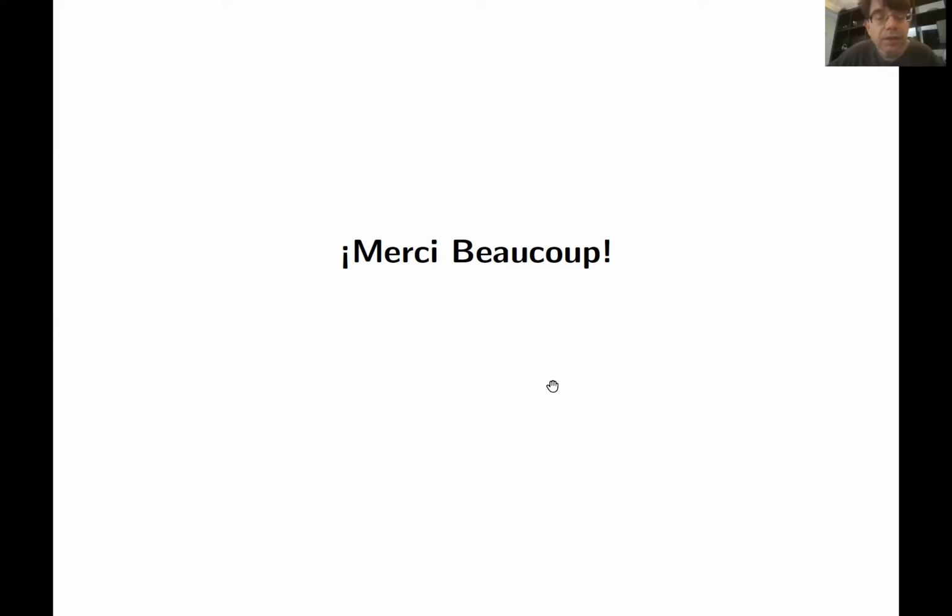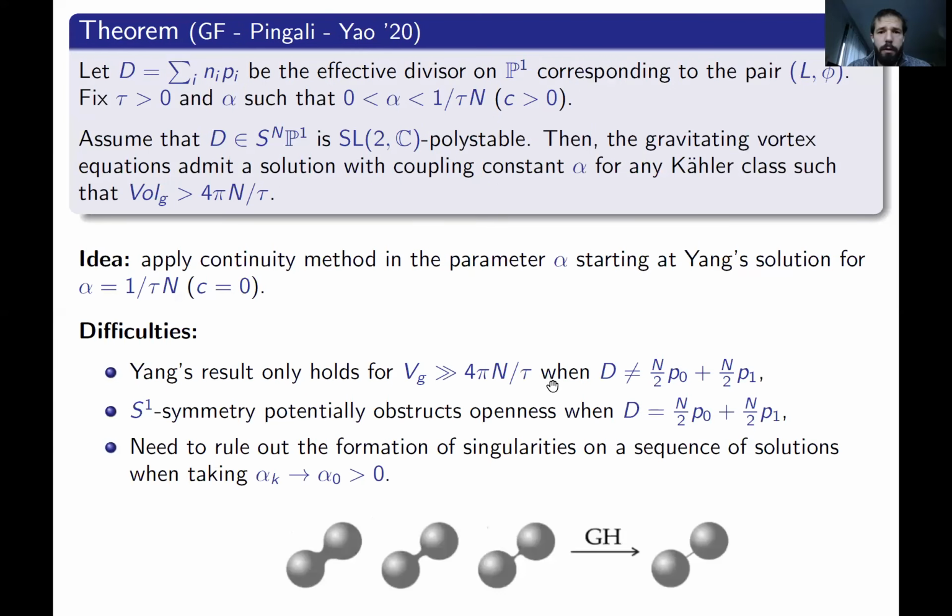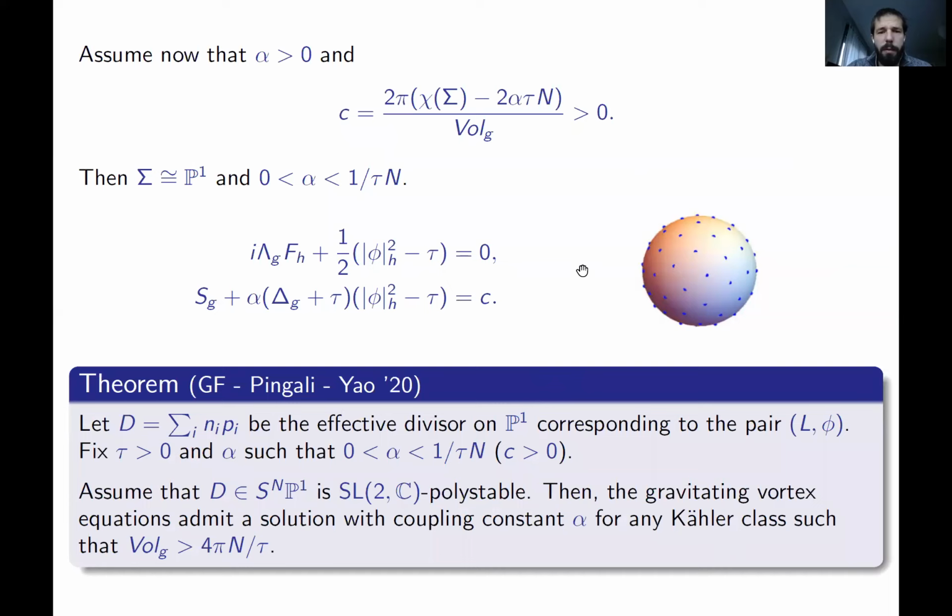I have a question. You analyze the situation when you have a surface and a line bundle, essentially. So what happens if you have a higher dimensional base and consider the problem? Do you expect any resolution to this type of correspondence, stability equivalence with solutions? Yeah, certainly. Of course you can consider this gravitating vortex equations in a higher dimensional manifold with minor modifications. And the expectation is that, yes, there should be some stability condition that precisely captures the existence of solutions. Honestly, I don't know what it is.